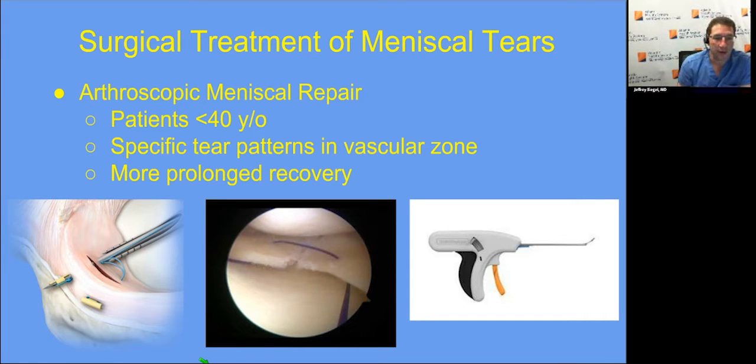A meniscal repair has the advantage of restoring the function of the meniscus, which is huge and ideal, but all meniscal repairs aren't successful. So again, it depends on the vascularity and the age of the patient. The meniscal repair has a more prolonged recovery, often involving a period of non-weight bearing. Again, we want to protect and not put stress on that repair.